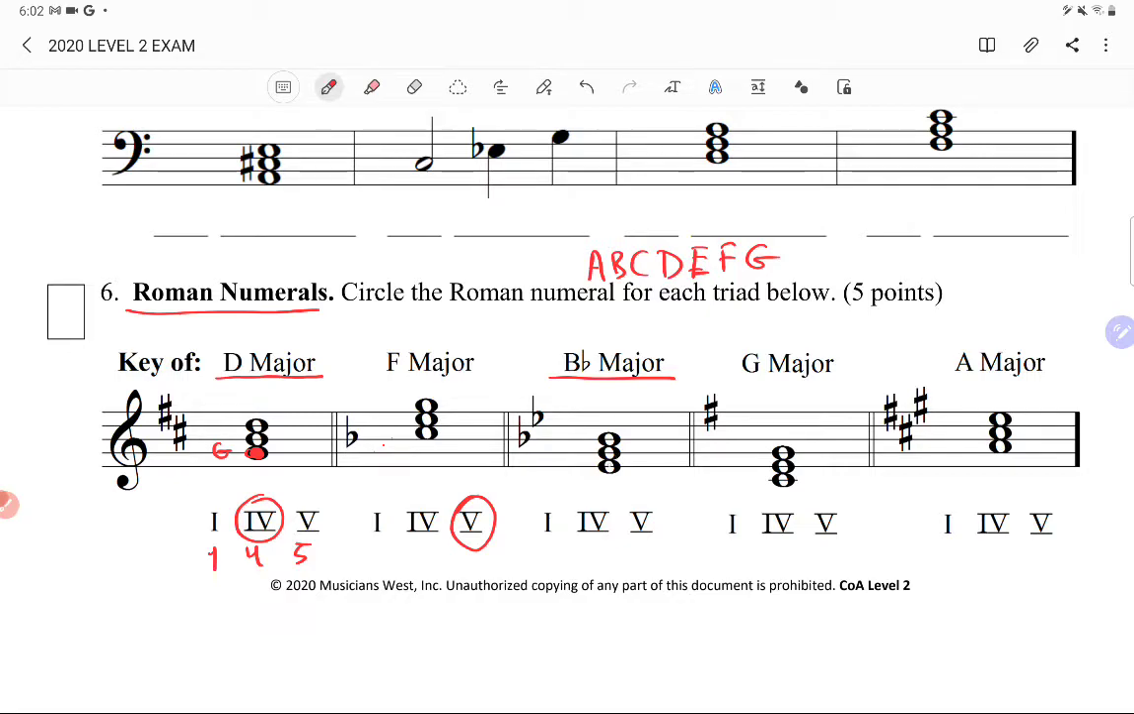Okay, now let's look at this one. This note is actually E, but in this case it's E flat because of the flat here, right? It's E flat. So now let's start counting from B, okay? B is your 1, C is your 2, D is your 3, E, or E flat, is your 4. So you've got to circle 4. Okay, I'm going to trust you that you're going to figure out G major and A major by yourself.